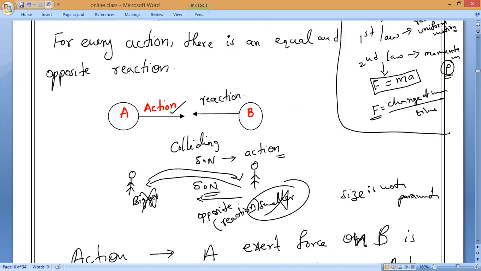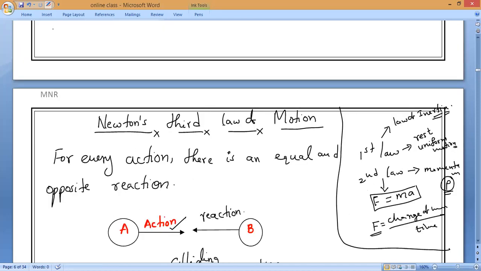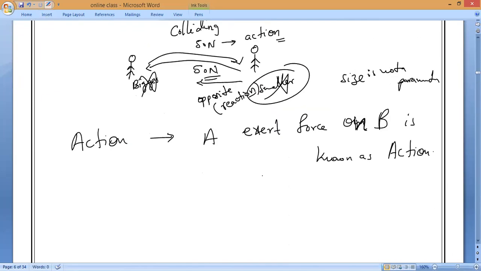Now, according to Newton's third law, what is the definition? There is an equal and opposite reaction. That is Newton's third law. So if A exerts force on B, according to Newton's third law, B exerts an equal force on A, but in which direction? Same direction or opposite direction? Opposite direction. That is what we call reaction.